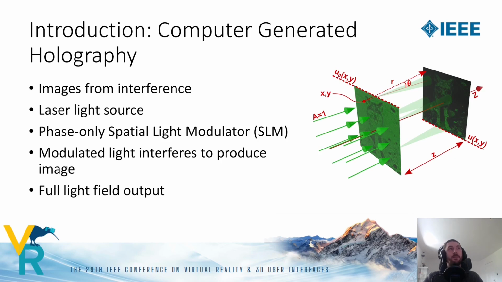Holograms are images generated by the interference of light. They generally use light from a coherent laser light source. In computer-generated holography, a common setup uses a phase-only spatial light modulator. This is a device which applies a different phase offset to the light incident upon it at each pixel. This light then propagates through the air and interferes at the target plane to produce the desired image or light field. CGH is an exciting display technology as it's capable of reproducing truly 3D output.